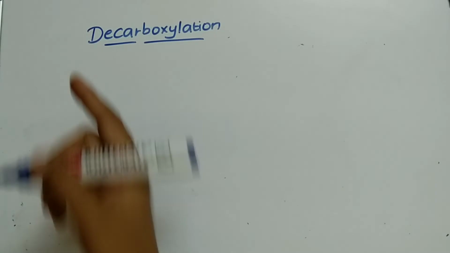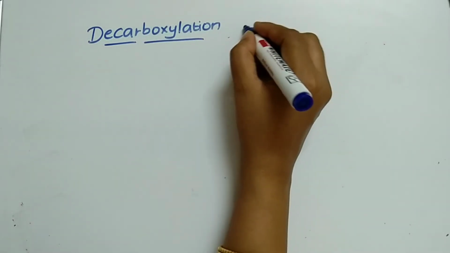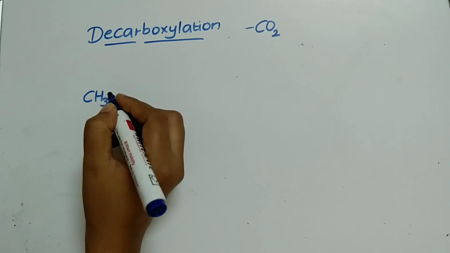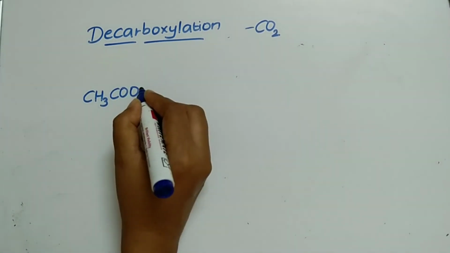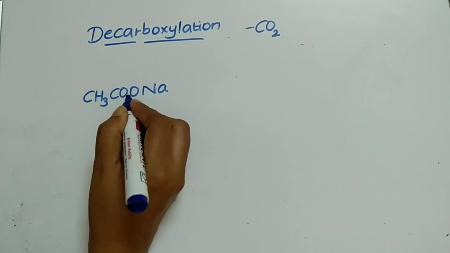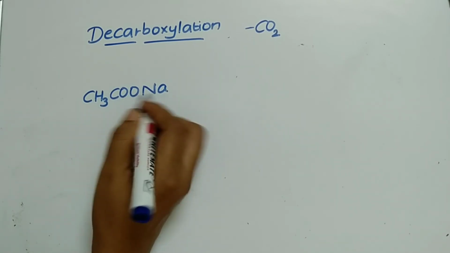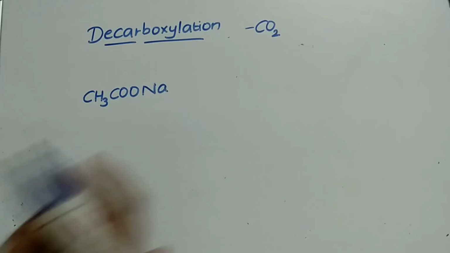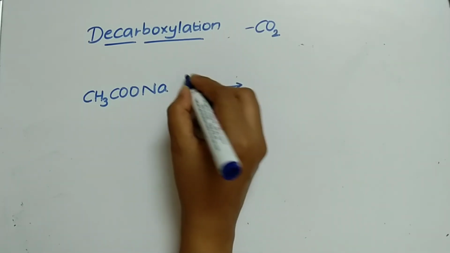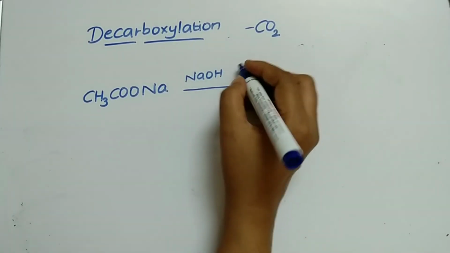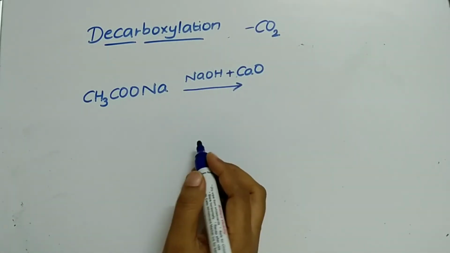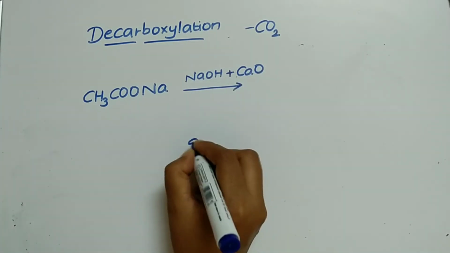Decarboxylation: the word 'de' is there, so it means CO2 gas is released, the removal of CO2. Here we take the salt of a carboxylic acid, the sodium salt of acetic acid, obtained from the acid. It is treated with NaOH in the presence of CaO, calcium oxide. This mixture of NaOH and CaO is called soda lime.